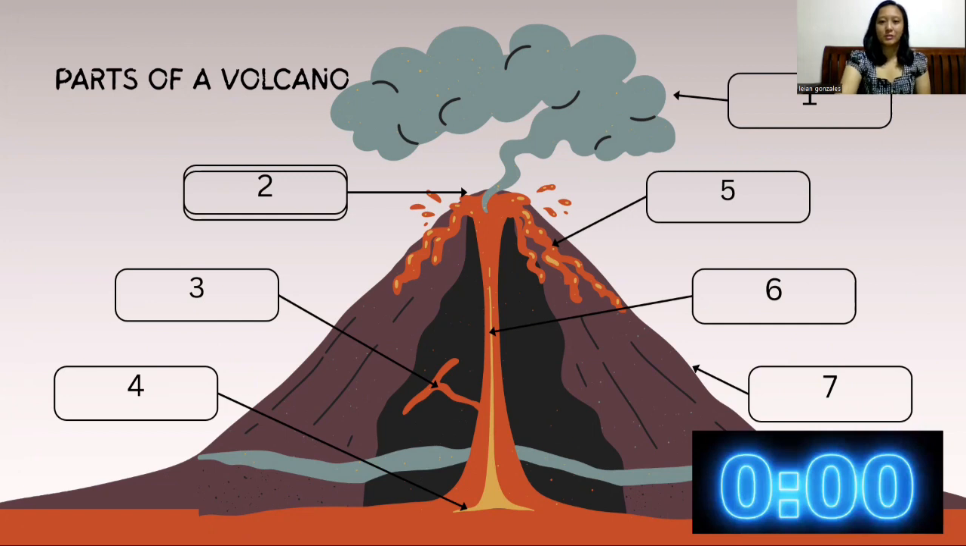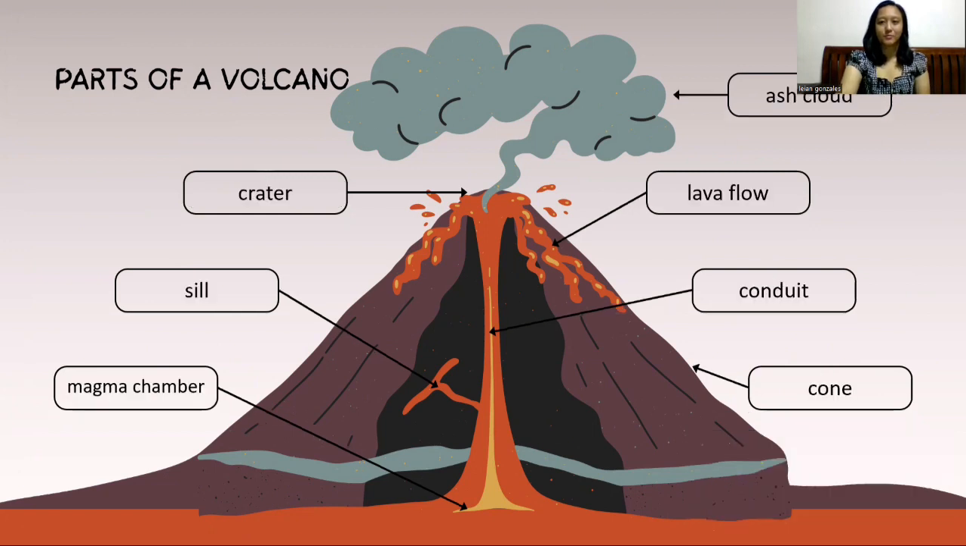Okay, let's reveal our answers. First, in number 1, we have the ash cloud. In number 2, we have the crater. In number 3, we have the seal. Number 4, we have the magma chamber. Number 5, we have a lava flow. Number 6, we have the conduit. And in number 7, we have the cone.